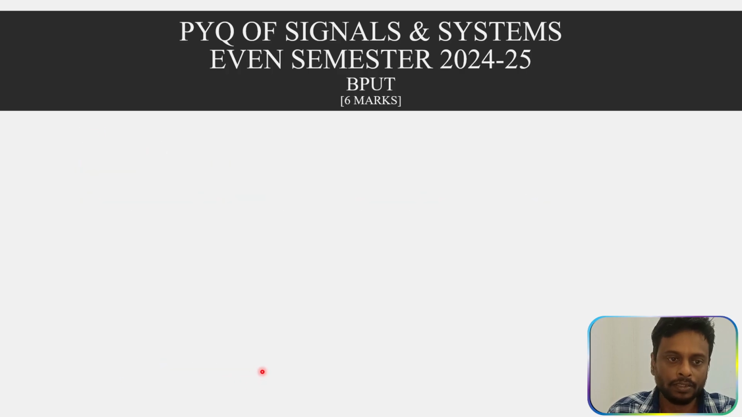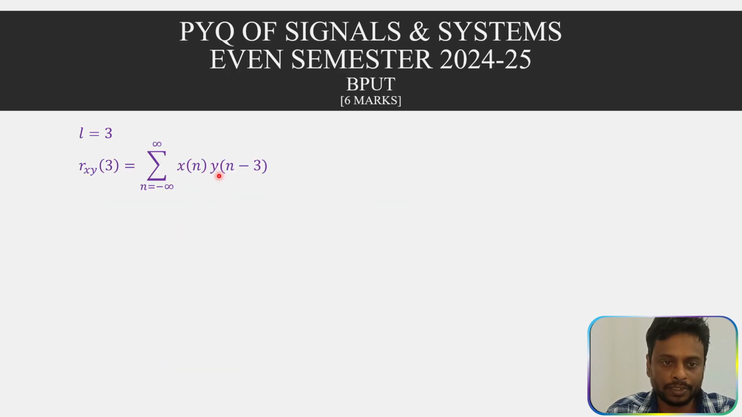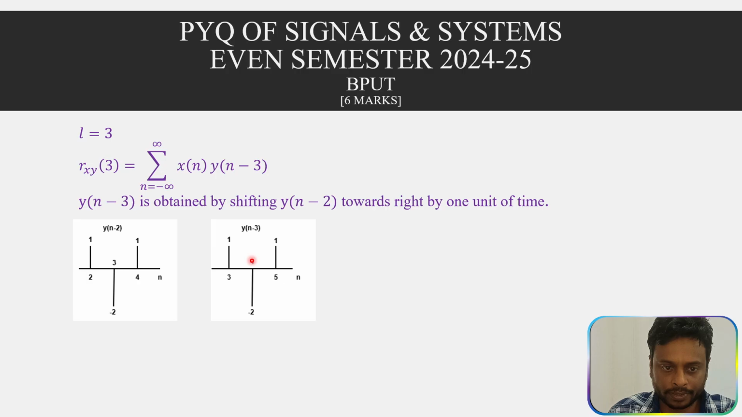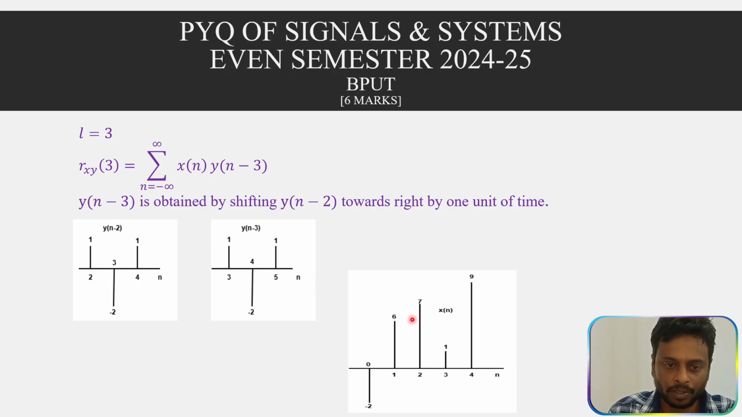So next is l equal to 3. This is our formula. For l equal to 3, y of n minus 3 is obtained by shifting y of n minus 2 towards the right by 1 unit of time. So this is our y of n minus 2, and that will be 3, 4 and 5. That will be multiplied with this x of n. At 3 it is 1 and 1, so 1 into 1. Similarly, at 4 it is minus 2 and 9.